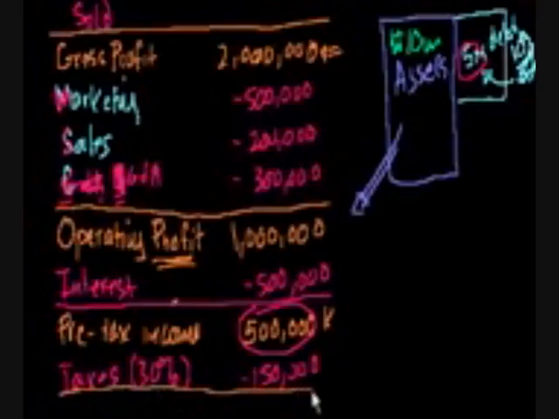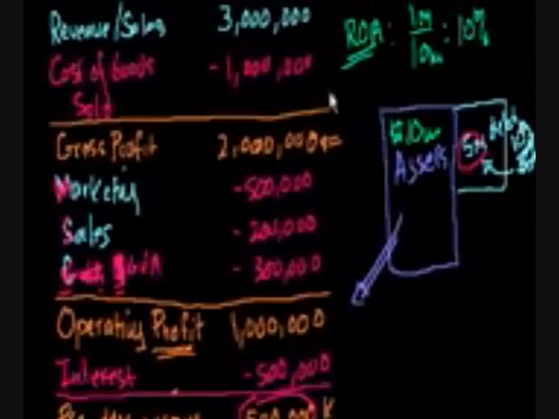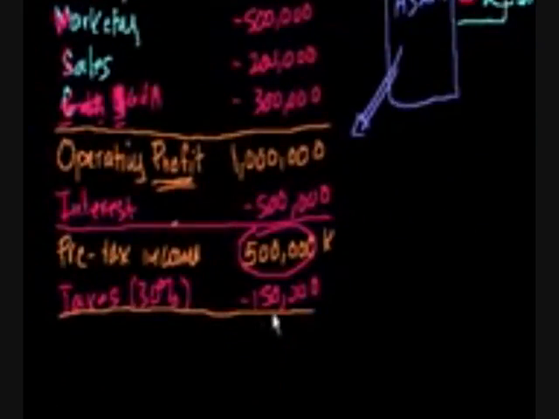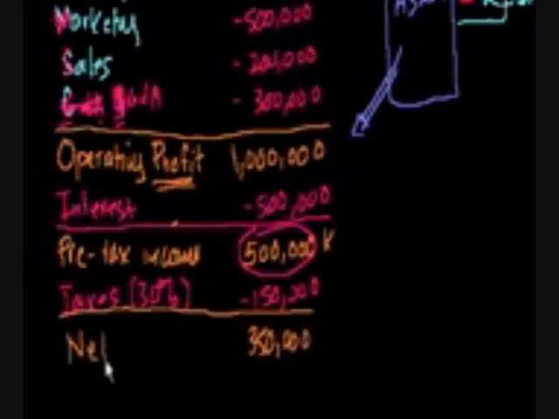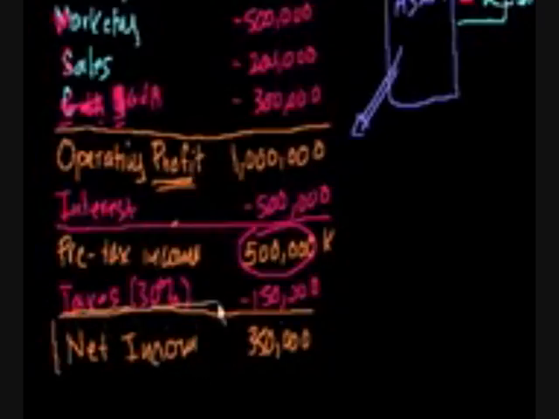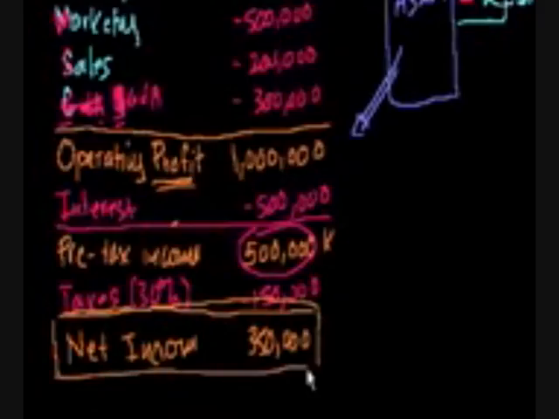We finally have paid off everybody we need to pay off. So we started off with $3 million up here. We kept paying a bunch of expenses. And then now we're left with what? This is $350,000 of net income. And this is what goes to the owners of the company. This net income right here.